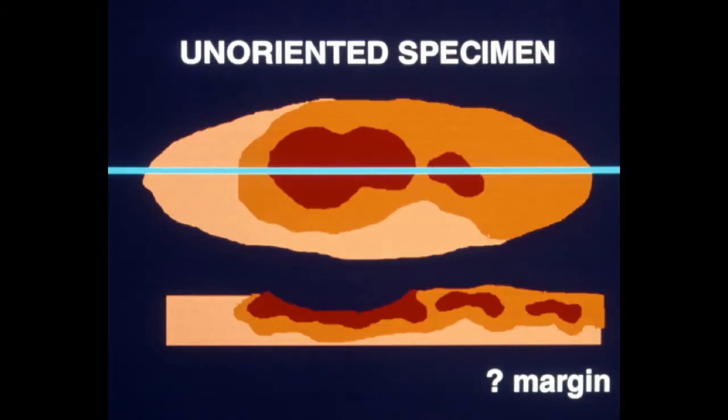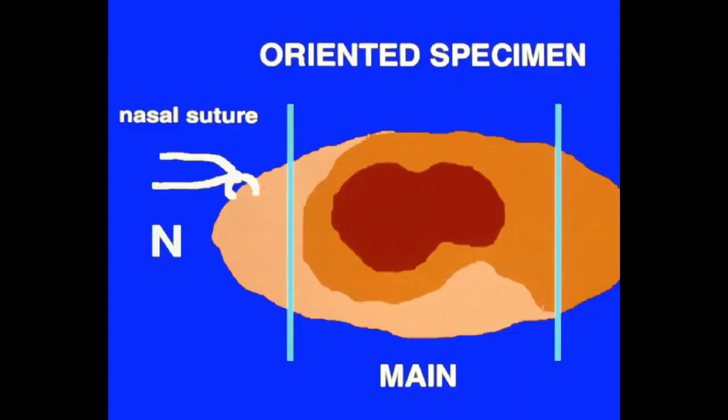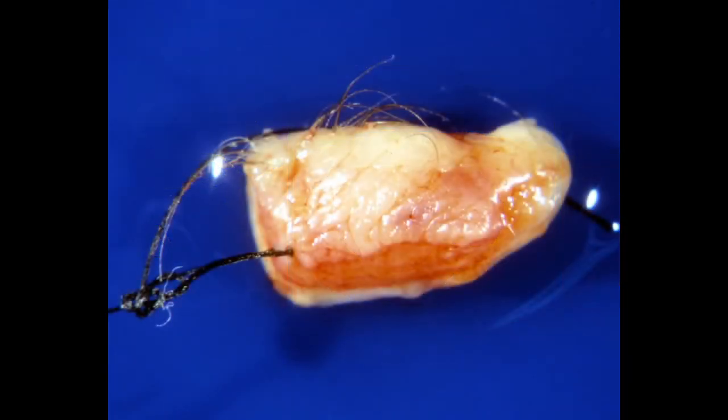A specimen that is not oriented, like this ellipse of skin with a tumor, typically will be bisected. We can diagnose a tumor and tell that the margin is involved, but we can't tell which margin is involved because this specimen was not oriented. The same specimen has been oriented by placing a suture on its nasal margin. The pathologist will submit marginal segments and will be able to determine that the temporal margin is involved. In this instance, a very compulsive surgeon applied multiple marking sutures to this lid resection.